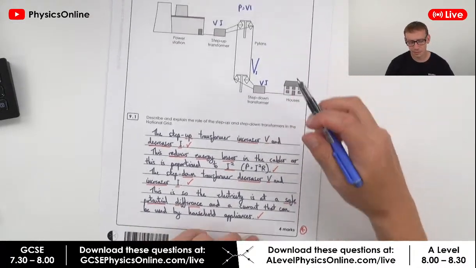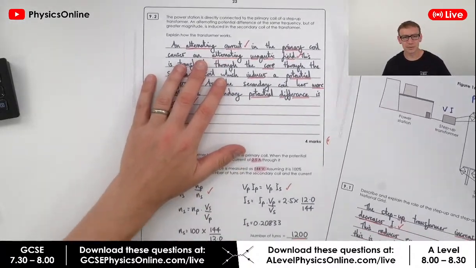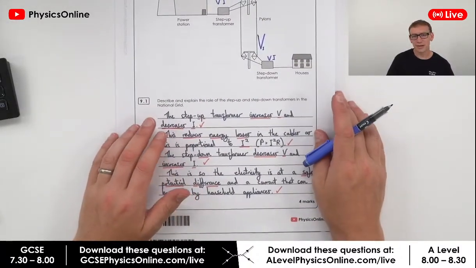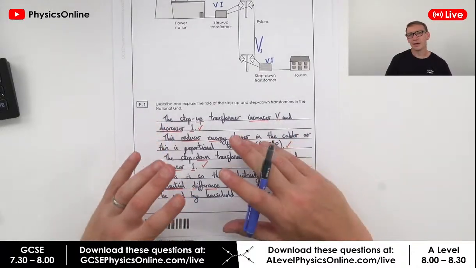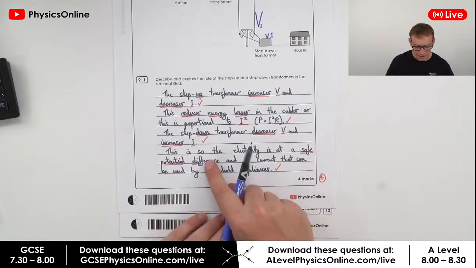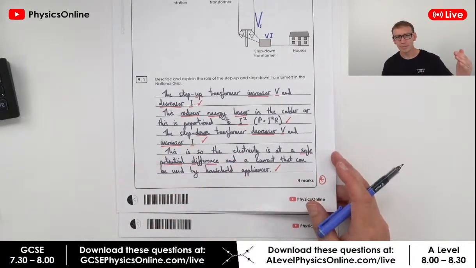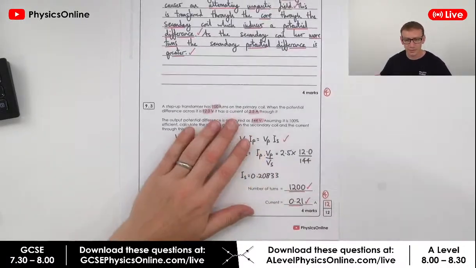This is kind of a paper one topic, but the next question goes into a bit more about how transformers work. So my assumption is for GCSE, if you've been asked about it in paper one, it might come up again in paper two. And of course, that's the reason why we step it up and then step it back down.